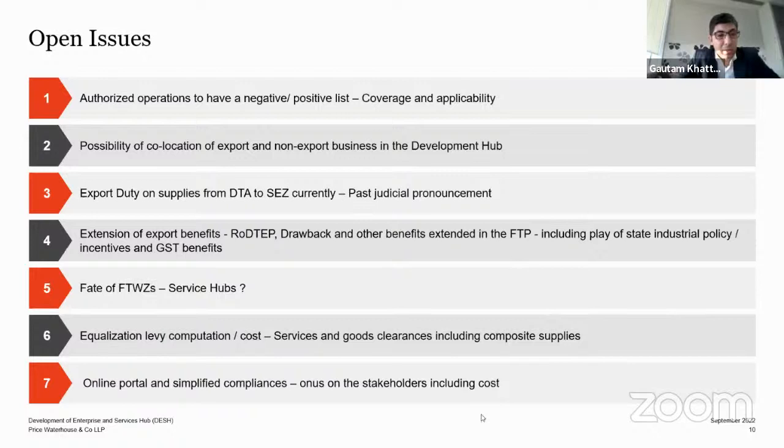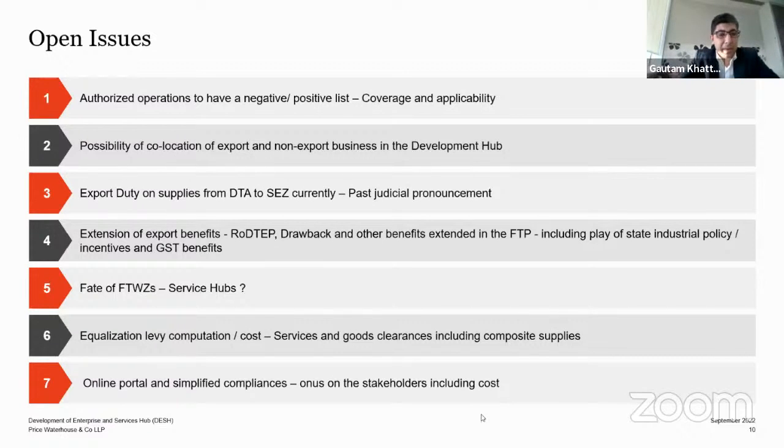Also, the third point is that in the SEZ regime, since it was taken as deemed foreign territory, there has been a debate, and there has been past judicial precedent, that there should not be any export duties on supplies to SEZ. So if there is an export duty on physical export out of India, and the same product is supplied to SEZ, there should not be an export duty on those supplies. Now, how this would be addressed in the DESH bill is yet to be seen.